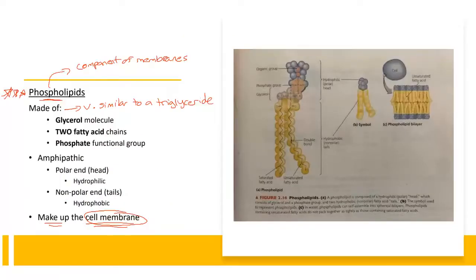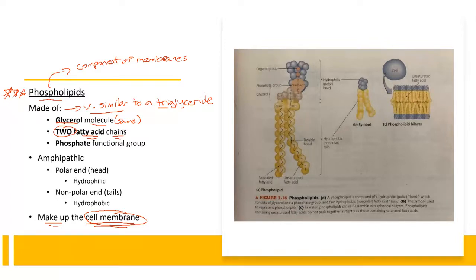Very similar, not the same, but very similar. Why? It still needs a glycerol molecule. Okay, that's the same as triglyceride. Triglyceride has three fatty acids, right? Phospholipids are going to have only two fatty acids, two fatty acid chains.